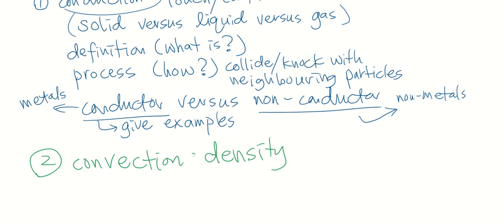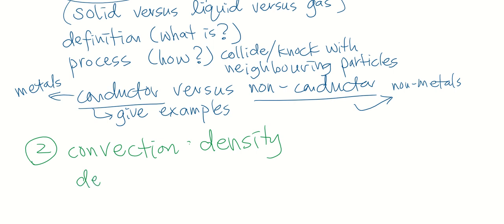So the second thing that you need to know is convection. The keyword to think of is density. Okay? Keyword for conduction is touch. Particles must be close to one another. Keyword for convection is density.